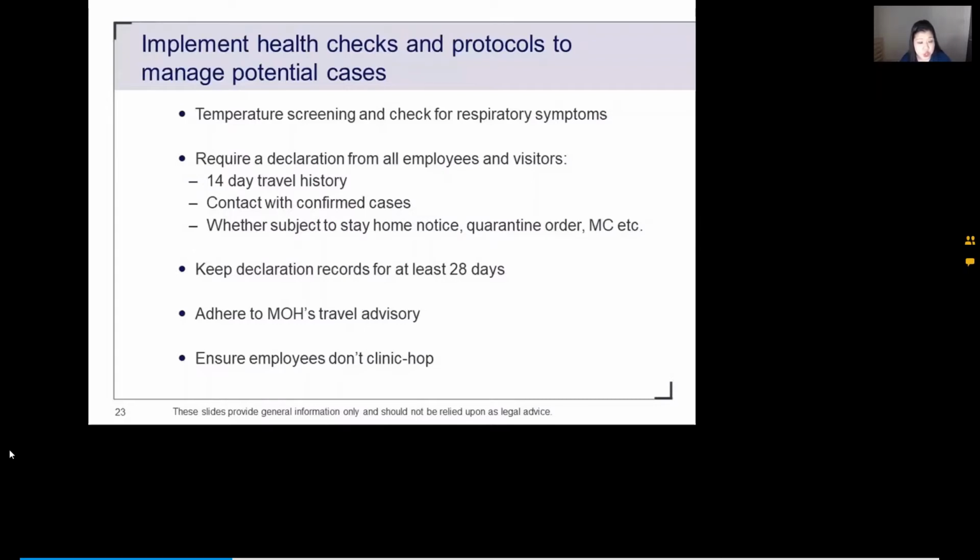Employers should also ensure that their employees adhere to the MOH prevailing travel advisory, meaning they should tell their employees that they should not travel abroad during this period. Where possible, employers should also ensure that each employee visits only one clinic for checkups if unwell. Of course, the employer's actual control over this may be limited, but employers should do their part to try and inform and educate employees about this.